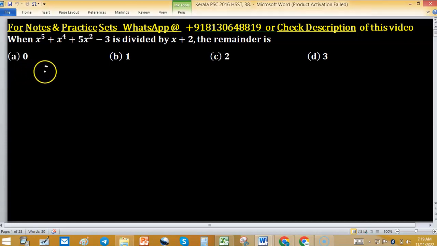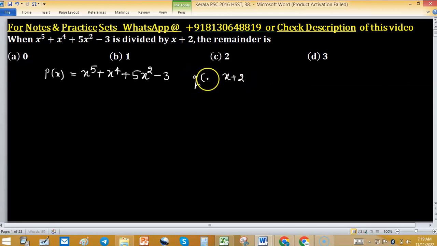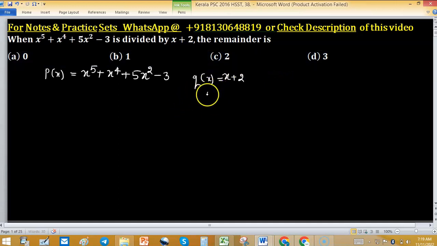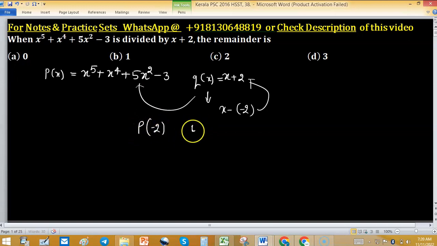When the polynomial p(x) equals x^5 + x^4 + 5x^2 - 3 is divided by x + 2, you can consider the quotient as q(x). To find the remainder, if some expression divides the given polynomial, I can write x minus of minus 2. This is the polynomial or divisor. If this is a divisor for this given polynomial, then p(-2) will be the remainder.